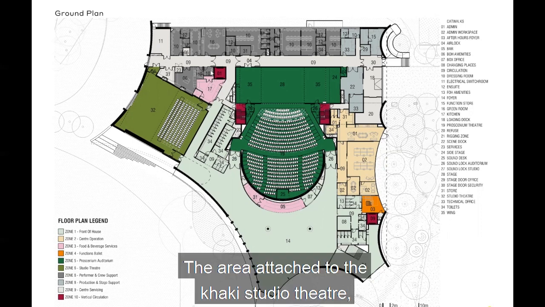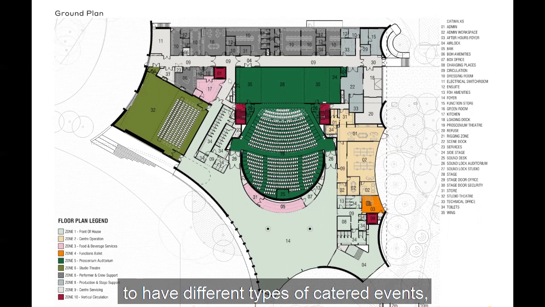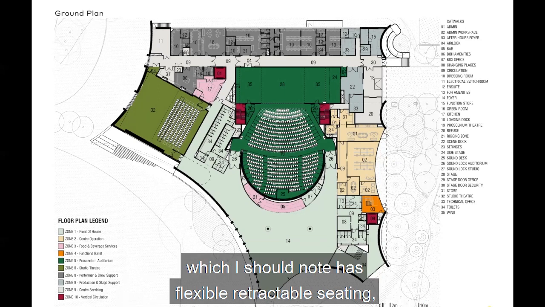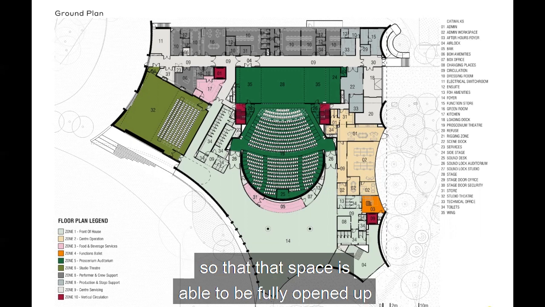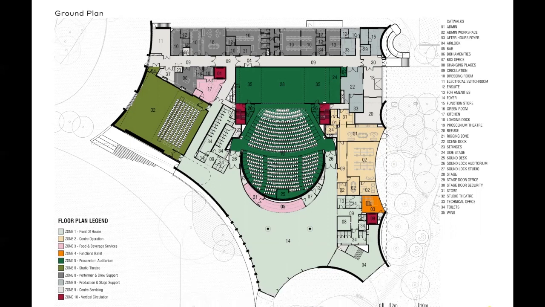The area attached to the khaki studio theatre, item 17, is a warming kitchen, which also provides an opportunity to have different types of catered events, either in the studio theatre, which I should note has flexible retractable seating, so that space is able to be fully opened up for different types of function, be it theatre, dance, or other types of conference, meeting, party, or other type of event use.